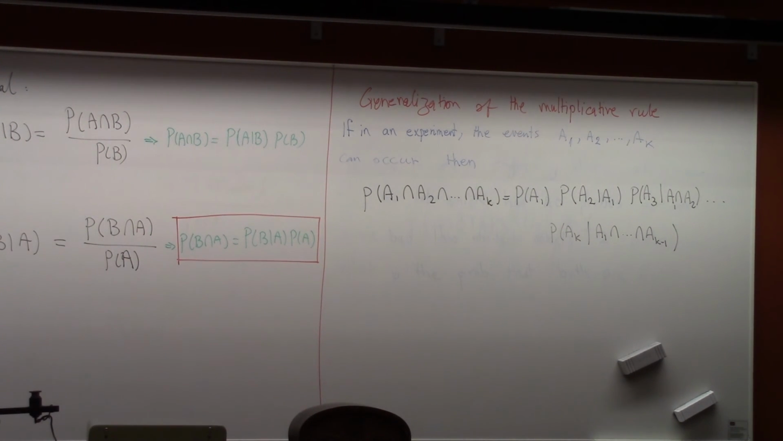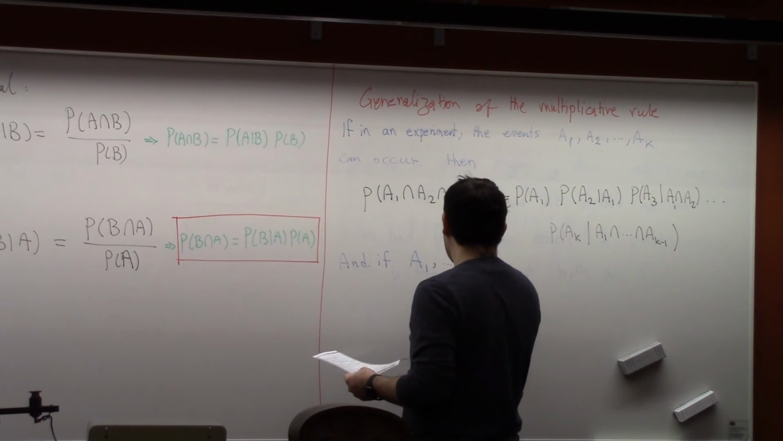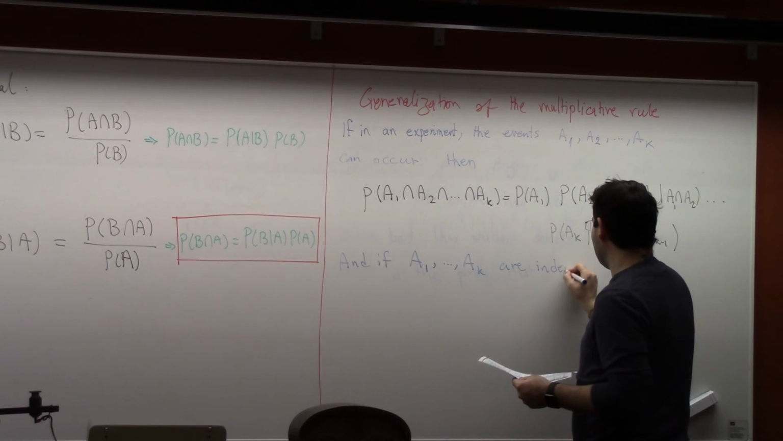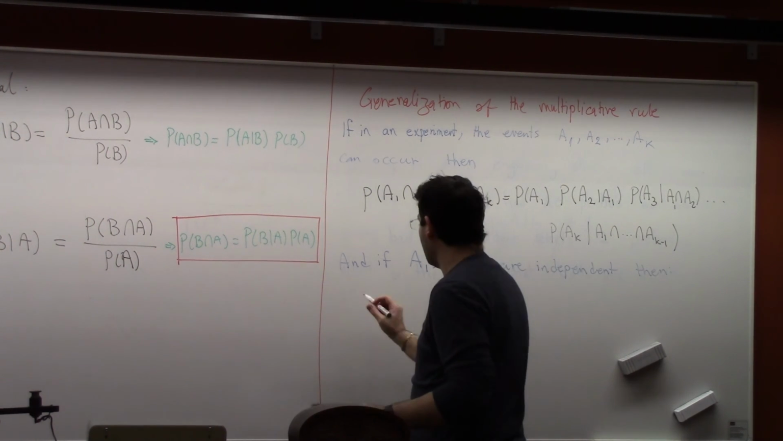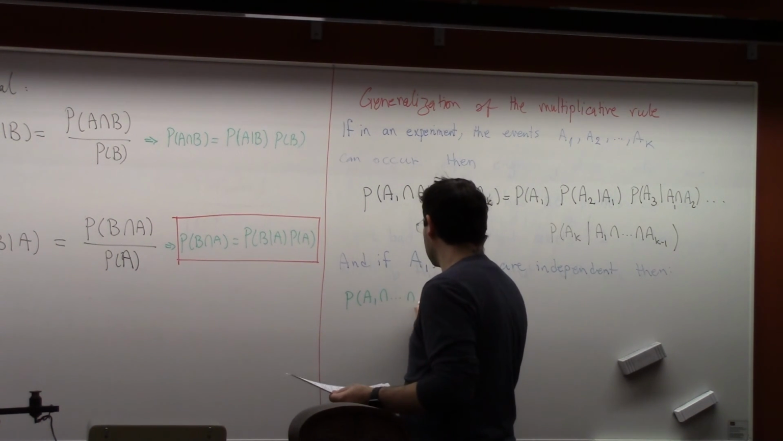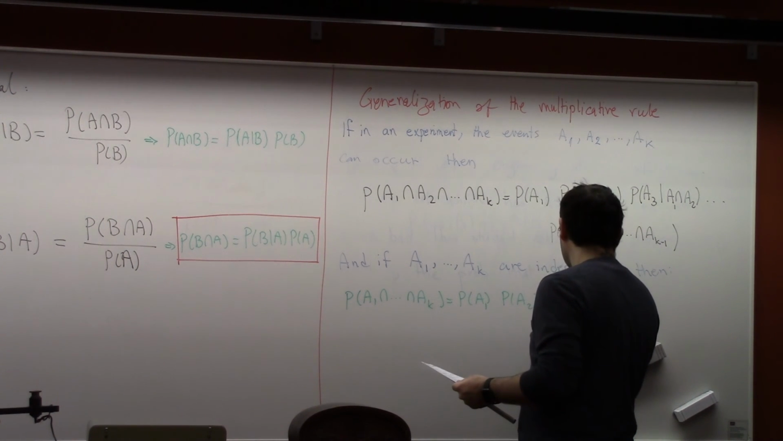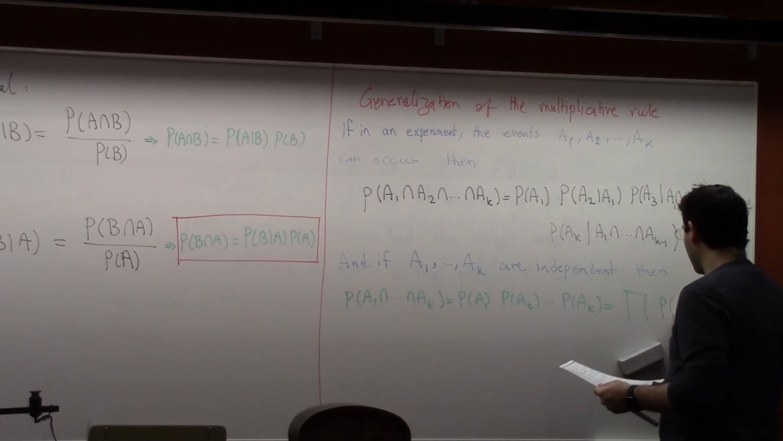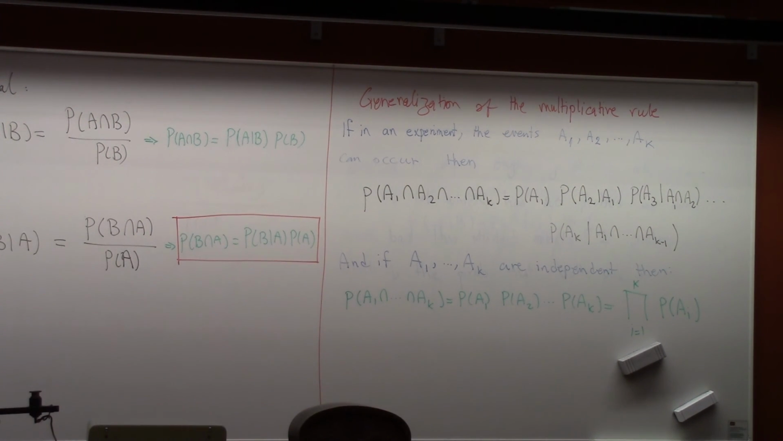And if A1 till AK are independent, then probability of A1 intersected till AK is probability of A1 multiplied by probability of A2 multiplied by probability of AK, which means it is the multiplication of P(Ai), i from 1 till K. Like the example that we saw here, probability of head, tail, they are independent, so it's multiplication of each of them.